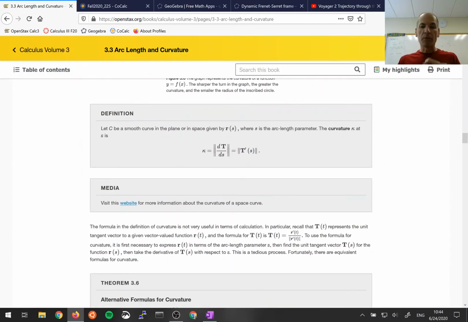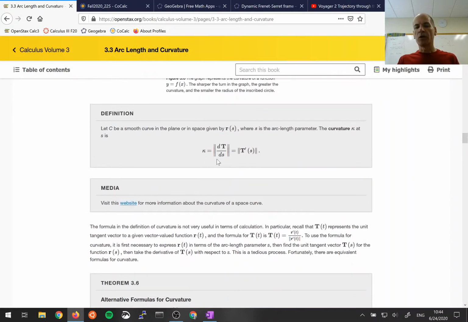The formal definition of curvature is given by, well, let me back up, if r is given in terms of arc length, like an interstate highway, for example, then you can compute T as just the derivative of r with respect to s, and the curvature is the magnitude of that derivative. So curvature is a scalar, and don't make a mistake here, this is not a lowercase k, this is a lowercase kappa.